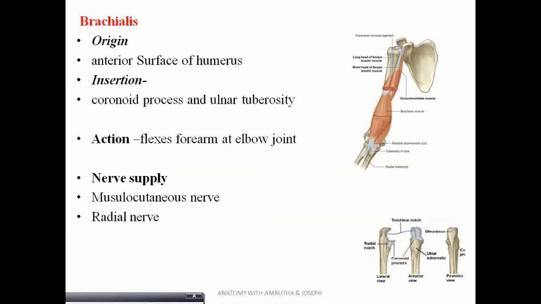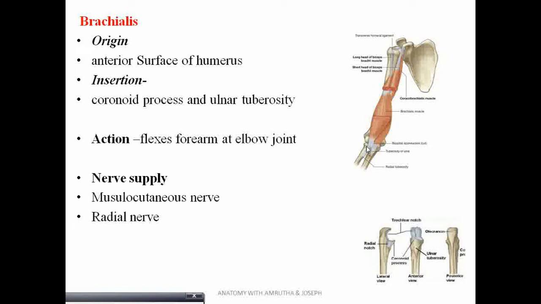The next muscle here is deep to biceps brachii. So when the biceps brachii is cut, the muscle that is seen is brachialis, which originates from the anterior surface of the humerus, with insertion to the coronoid process and ulnar tuberosity of the ulna. Action: flexion of the forearm at the elbow joint. So this muscle is the primary flexor of the forearm, the main muscle causing flexion of the forearm, that is brachialis. It crosses the elbow joint anteriorly.